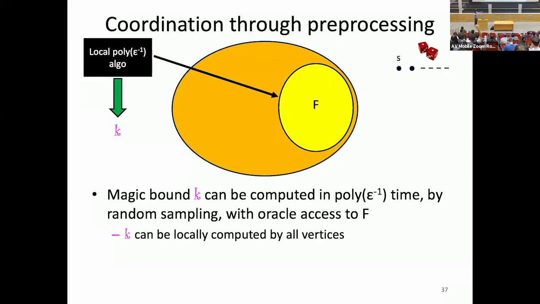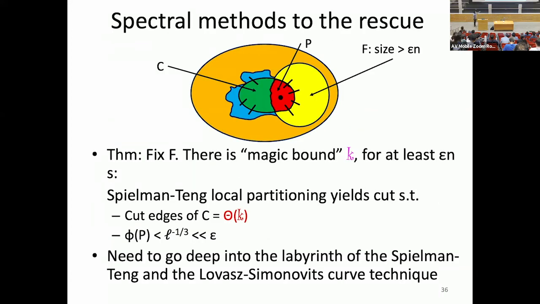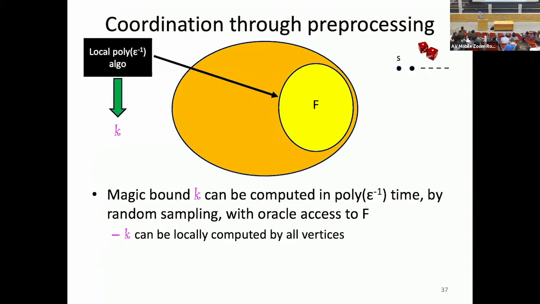You need oracle access to F though, right? So here's what's kind of weird. The diffusions are independent of F, but this number depends on F. So to actually compute what the number is, you do diffusions in the whole graph, but you kind of look at the intersections with F. So you need oracle access to the free set to be able to do this. This is a caveat. If this is confusing, ask me later and I think I can answer.